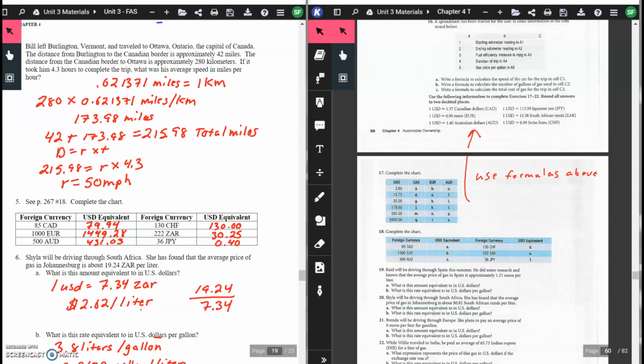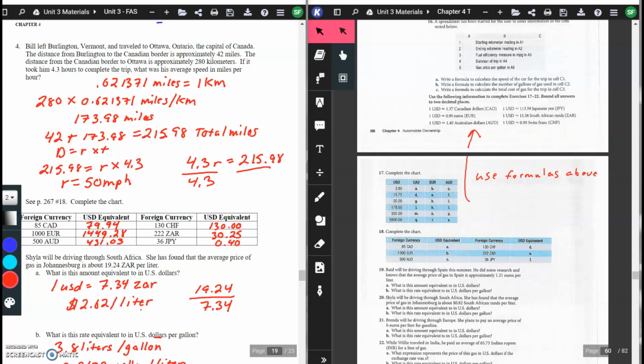Now you're going to use your distance equals rate times time formula. So your distance is 215.98. Your rate is unknown. We're trying to find that out. And your time is 4.3 hours. Okay. So what you end up getting here is 4.3R equals 215.98. Divide both sides by 4.3. When you do that, you'll be left with 50 miles per hour for your rate.